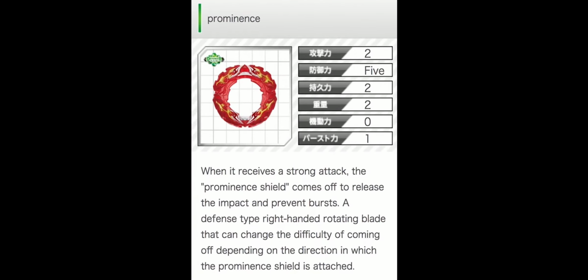Here's prominence. Basically, when it has a strong attack, the prominence shield will come off to release the impact and prevent bursts. A defense type right-handed rotating blade that can change the difficulty of coming off depending on the direction in which the prominence shield is attacked. So yeah, it has basically two rotations, I think, and it can come off depending on when it's attacked as well. Oh wait, it can just go off in two different directions. That's what it is. Basically, it's meant to come off for left and right spin.